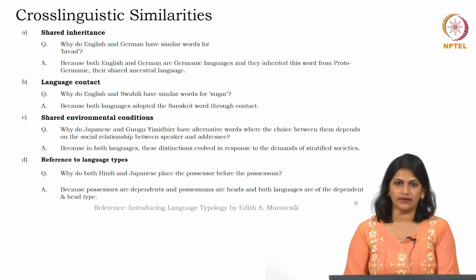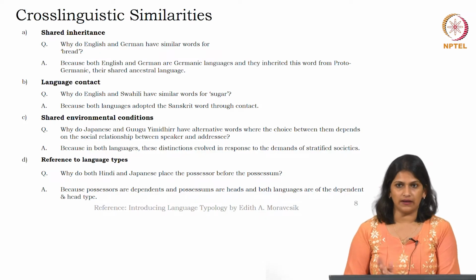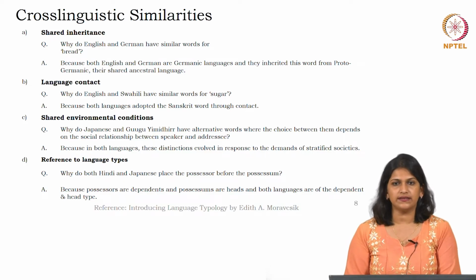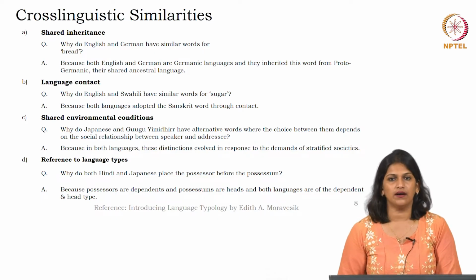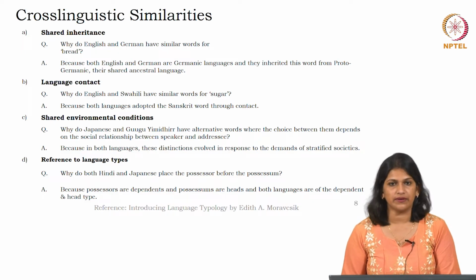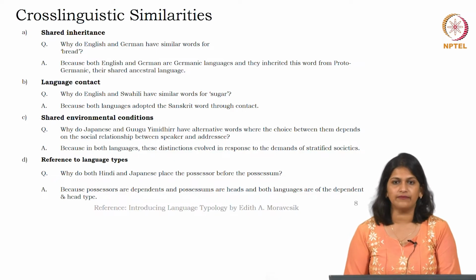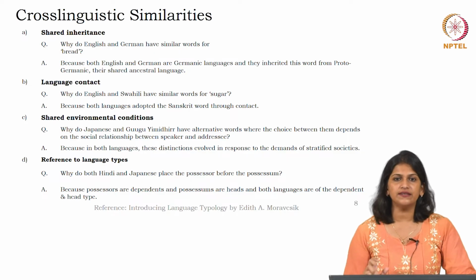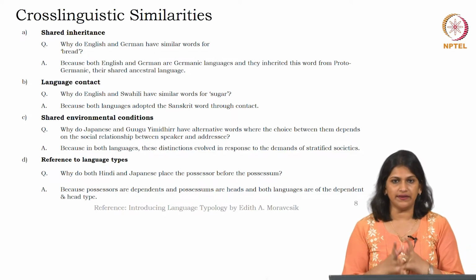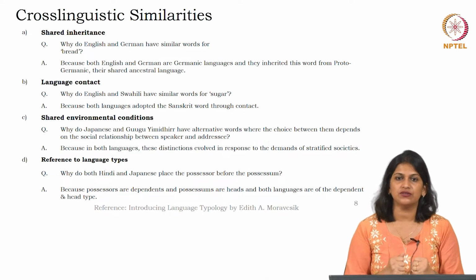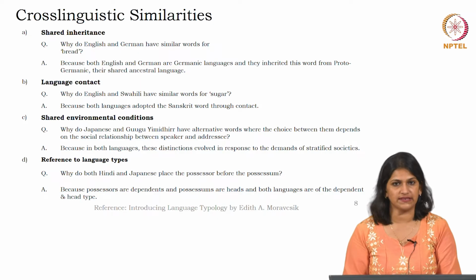When you say shared environmental conditions, let us find out how languages can have similarities because of the shared cultural or environmental conditions that they have. Let me just tell you the names of the languages which have cross-linguistic similarities because of environmental conditions, and that is Japanese and Gugu Yimide. So, these are the two languages which have what? They have alternate words, where the choice between them depends on the social relationship between the speaker and the addressee.